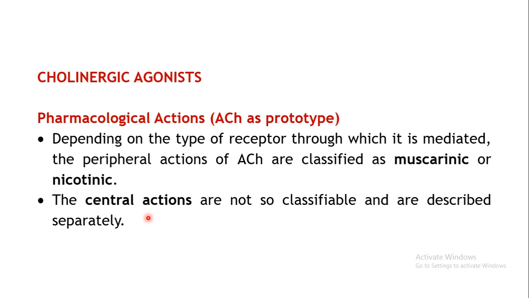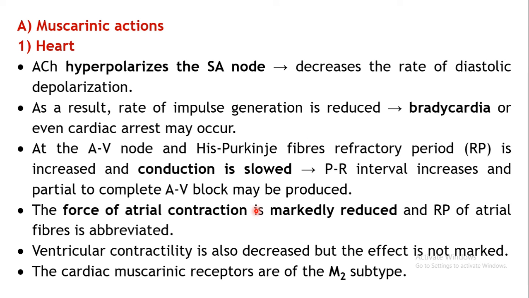And the central actions, mind it, these were peripheral actions. Central actions are not so classifiable under whether it is muscarinic or nicotinic. So these are discussed separately. So pharmacological actions are discussed as three different points: muscarinic actions, nicotinic actions and the central actions. So coming to the first type, that is the muscarinic actions. These are the peripheral actions.